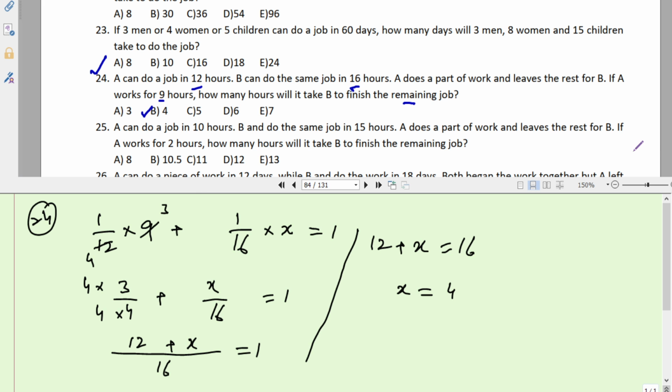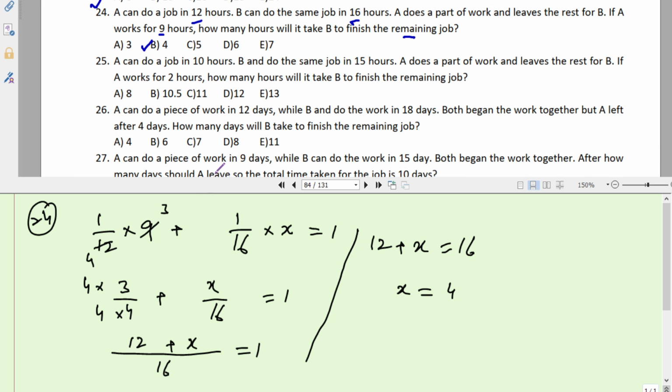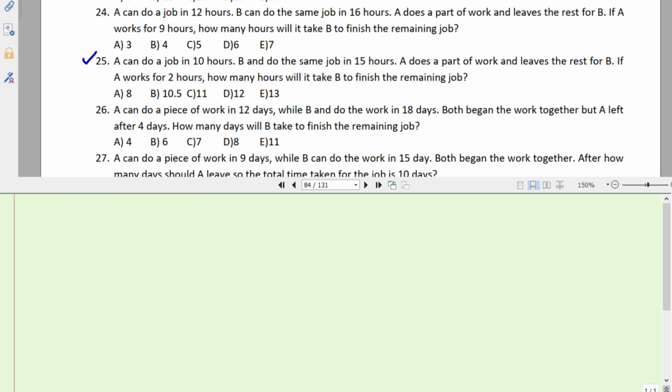That's right. And question number 25 is again a similar question. A can do a job in 10 hours. B can do the same job in 15 hours. A does a part of work and leaves the rest for B. If A works for 2 hours, how many hours will it take B to finish the remaining? Same question. So the rate of A is 1 over 10 and the rate of B is 1 over 15.